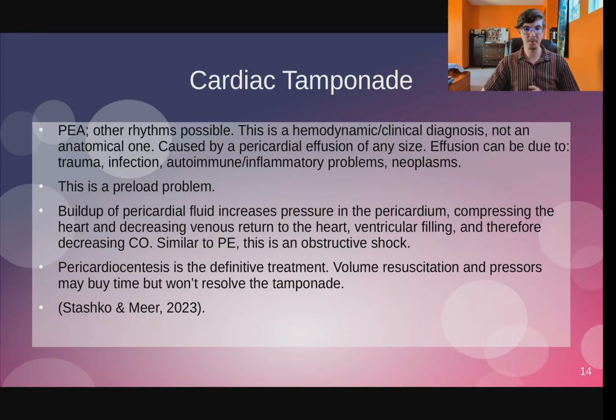Kind of like the pulmonary embolism, this is also an obstructive shock that can cause cardiac arrest. The treatment here is pericardiocentesis. Volume resuscitation and pressors can buy you time, but they won't resolve the tamponade.